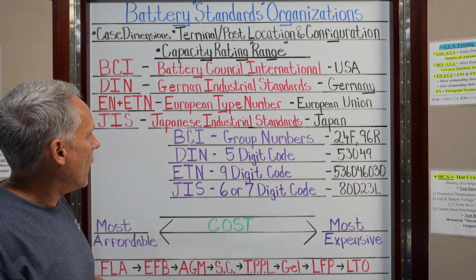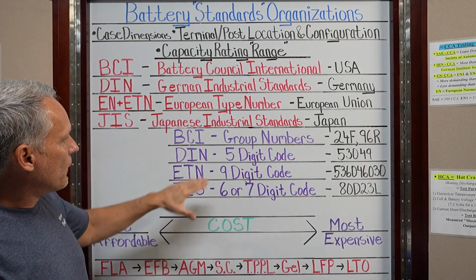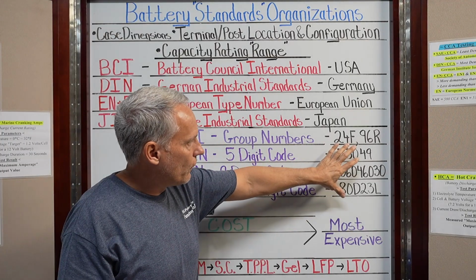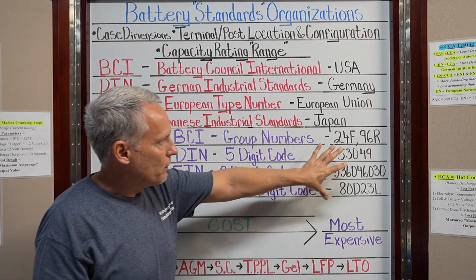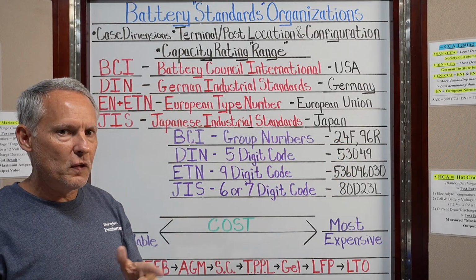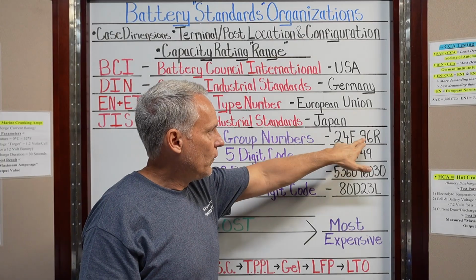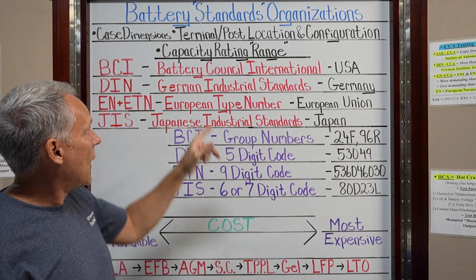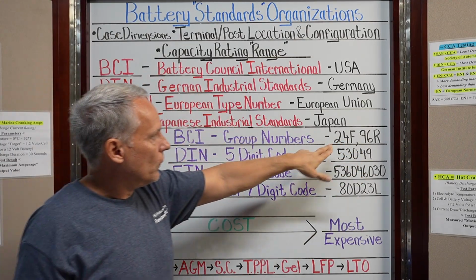So anyways, we're going to move on from there. I'm going to break this down just a little bit further, just to help you understand what these numbers mean. The group numbers, I'm not going to get into that too much, because you can just look this up. BCI, for example, publishes their group numbers.